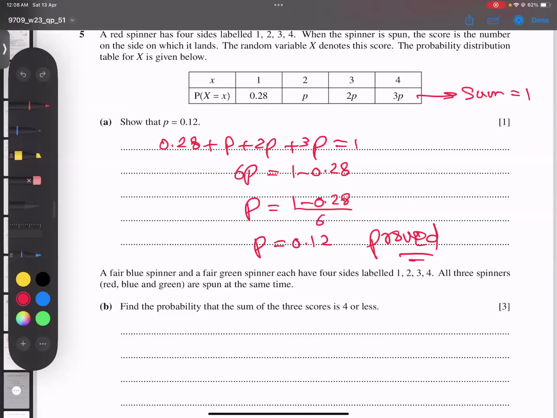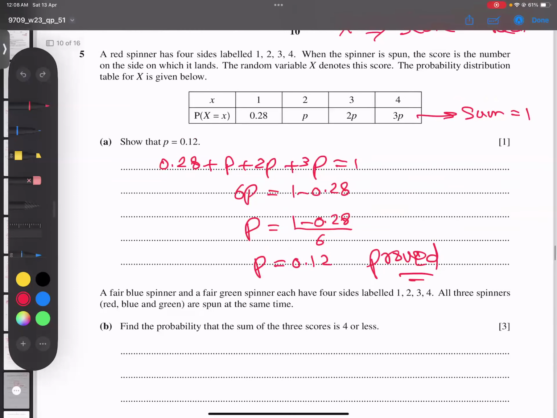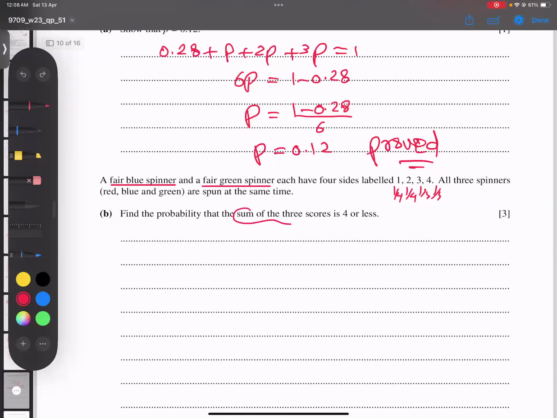For the red spinner, that is why you got different probabilities. But he said the blue spinner and the green spinner each have 4 sides, same 1, 2, 3, 4, and every time it is 1/4 probability, 1/4, 1/4, 1/4. Every number has a probability 1/4. All 3 spinners, red, blue, green, are spun at the same time. Okay, and find the probability that the sum of the scores is 4 or less.